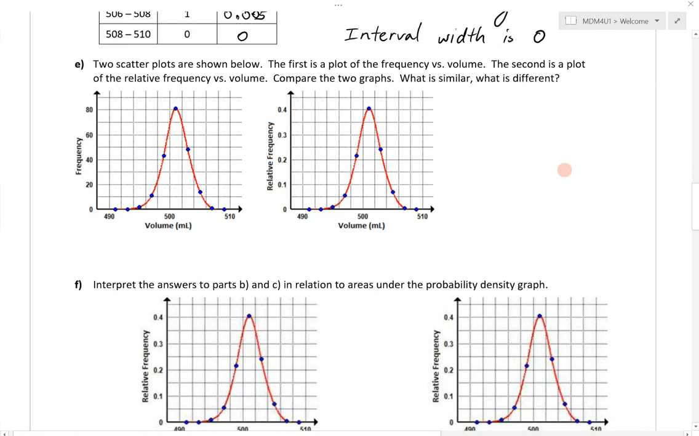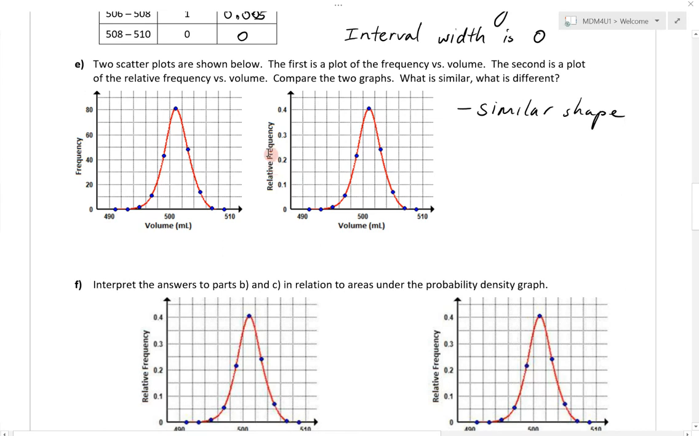Part E, 2 scatter plots are shown below. The first is a plot of frequency versus volume. The second is a plot of relative frequency versus volume. Compare the two graphs. What is similar and what is different? Well, right away you can see the two graphs have a very similar shape, or even the same shape. However, the differences come into play when you look at the y-axis. On the first one, we have just the frequency being plotted, and on the second one, we have the relative frequency being plotted.